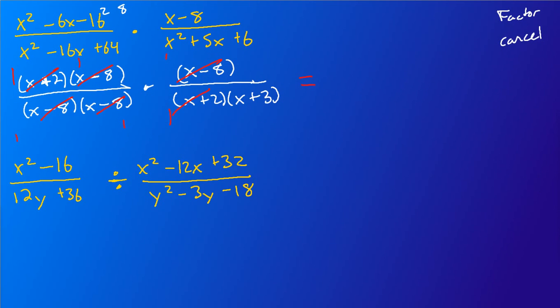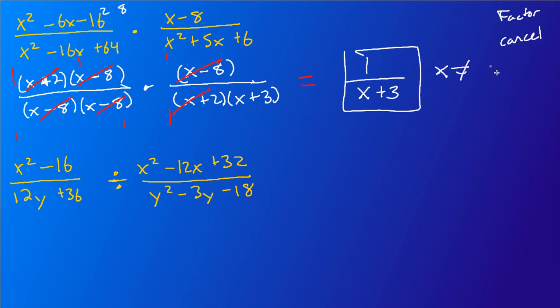So now I'm ready to do top times top, 1. Bottom times bottom, I'm left with x plus 3. And I'm done. And again, I'm going to think, what can't x be? X cannot be negative 3. Because if x were negative 3, then I'd have a denominator of 0, and that's not going to be allowed.